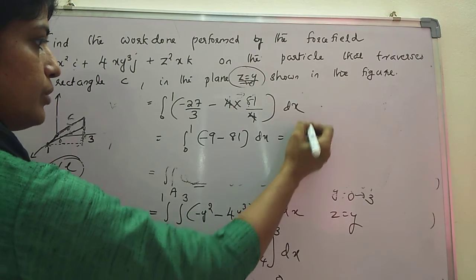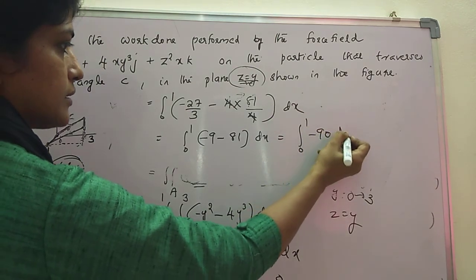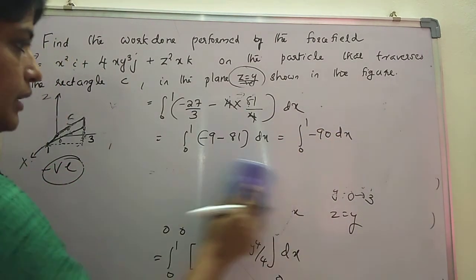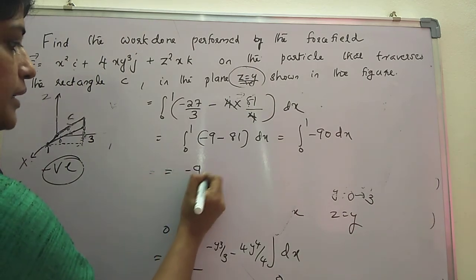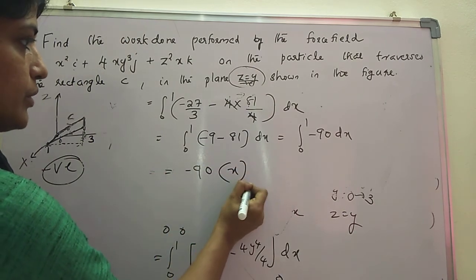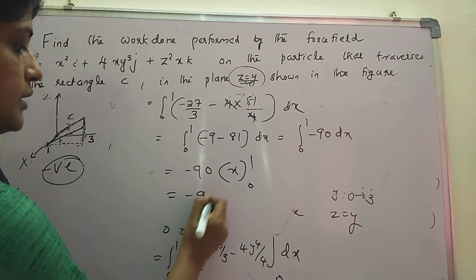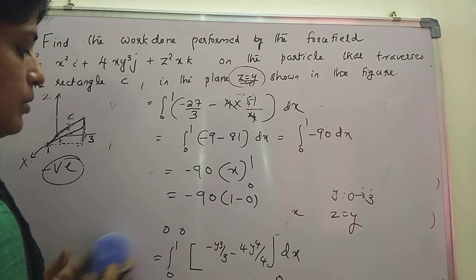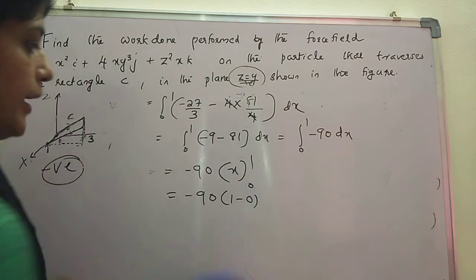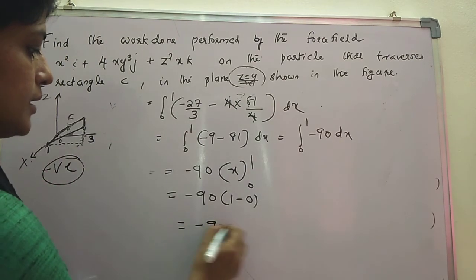So it's the integral 0 to 1 of minus 90 dx. Again evaluating, it becomes minus 90 into the integral with respect to x from 0 to 1. So it is equal to minus 90 into 1 minus 0. Hence the final answer is equal to minus 90.